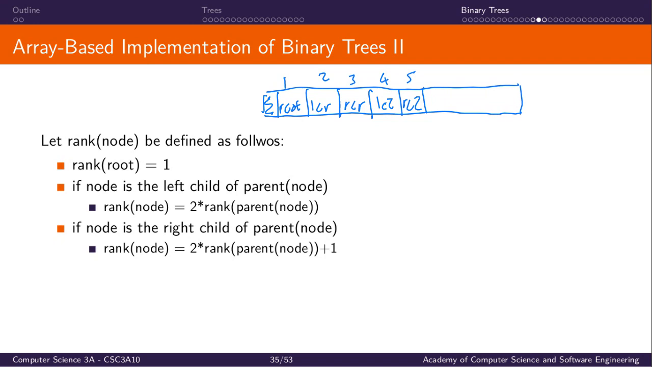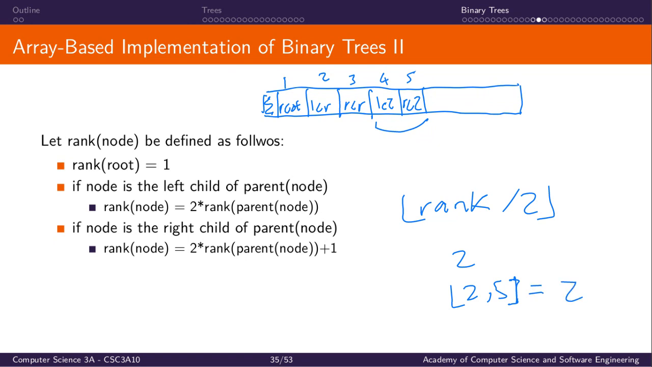Given a particular element, can we find out what its parent is? Well, let's look at these two. Both of these should have as their parent 2. So we simply take that rank, divide it by 2, and take the floor of that. As in, if it isn't a whole number, then we round down. So 4 divided by 2 gives us 2. That's great. 5 divided by 2 gives us 2.5. The floor of 2.5 is 2. So we can get the parent.